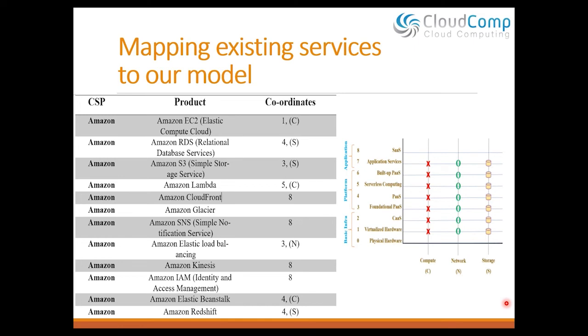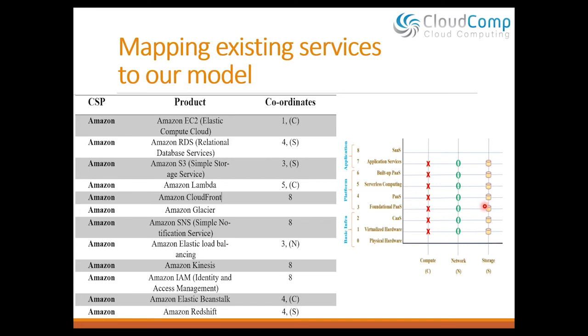And now just come on to the mapping part of the existing services. Like we have EC2, 1C. EC2 is what? Virtualized hardware, layer 1C. RDS is a database service, PaaS 4C and 4S, sorry. And here S3 is 3S because it is the functional PaaS.